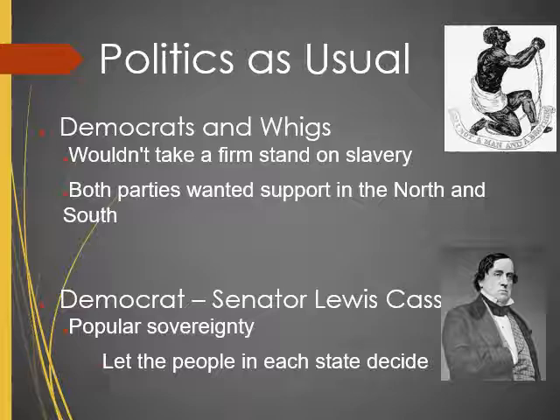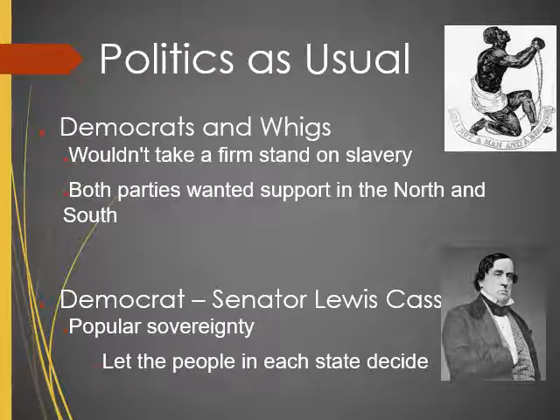And so because it was such a big issue, both the Democrats and the Whigs would not pick a side when it came to slavery. They didn't want anybody to be mad at them. They needed votes from pro-slave states and anti-slave states, and so they really couldn't pick a side and make anybody mad. And with an election coming up in 1848, it was even more important to them.